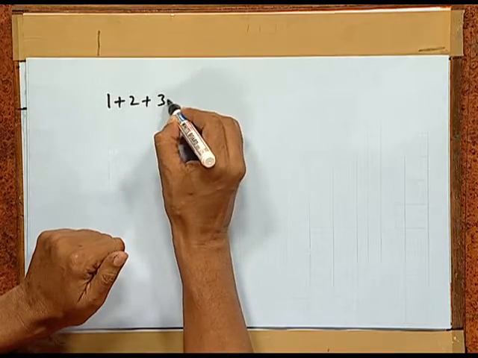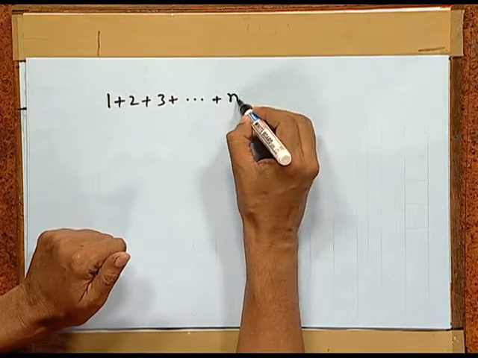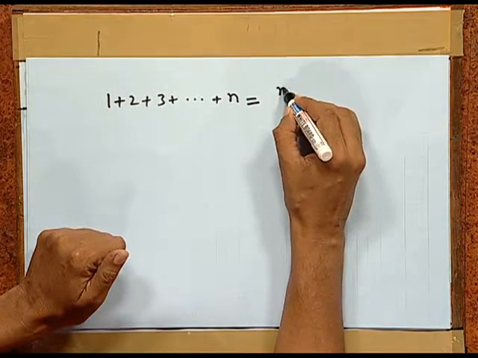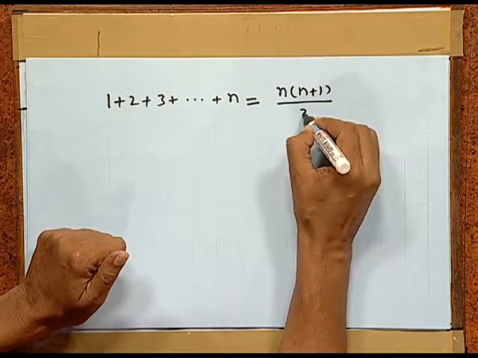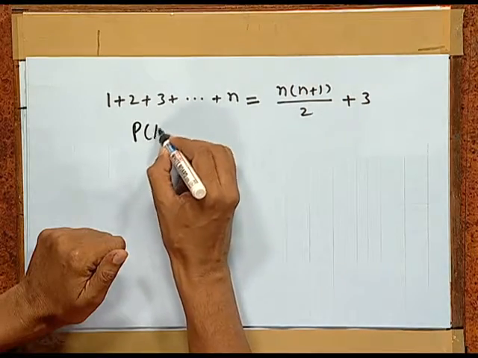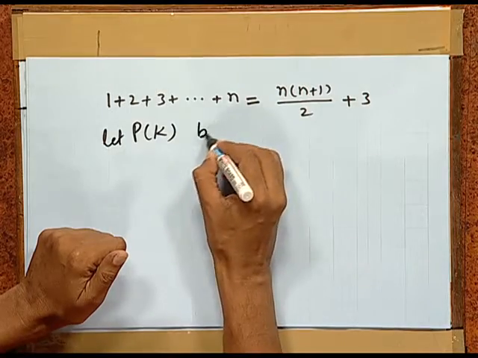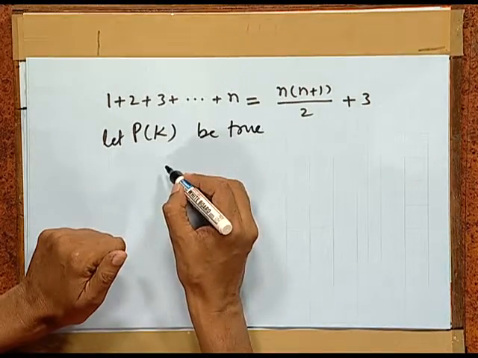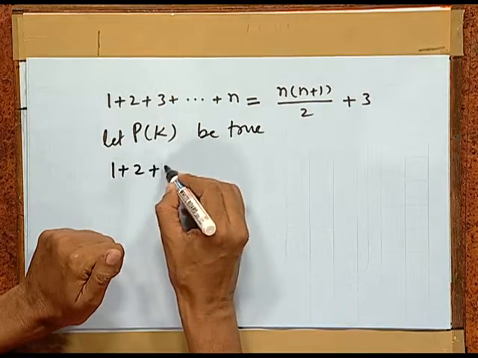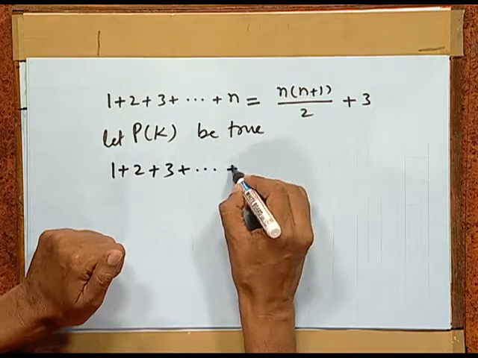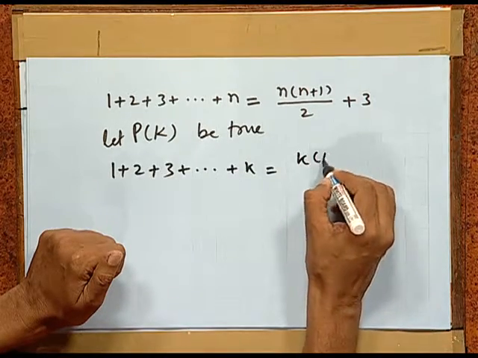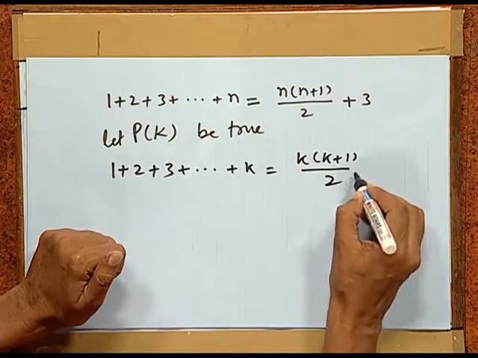Suppose you have to prove 1 plus 2 plus 3 and so on up to n equal to n times (n plus 1) by 2 plus 3. You assume it for k. So, let P(k) be true. This means 1 plus 2 plus 3 plus and so on up to k is equal to k times (k plus 1) by 2 plus 3.